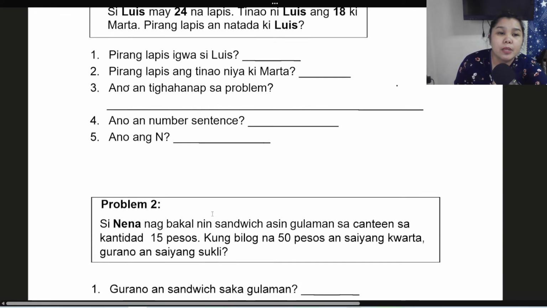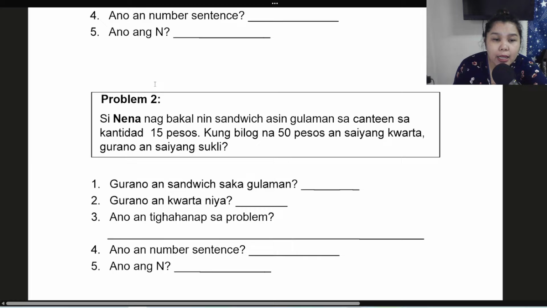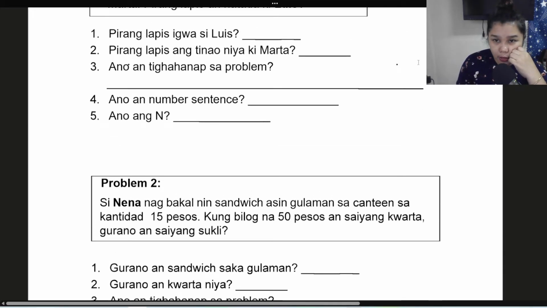And for problem 2, pause if you're not done with problem 1. Problem 2, si Nena nagbakaling sandwich asin gulaman sa kantin sa kantidad 15 pesos. Ito yung nagastos. Kung bilog na 50 pesos ang sa iyang kwarta, kuranoan sa iyang sukli. How much will be her change? By the way, you can use itong blank space if you need something to compute.